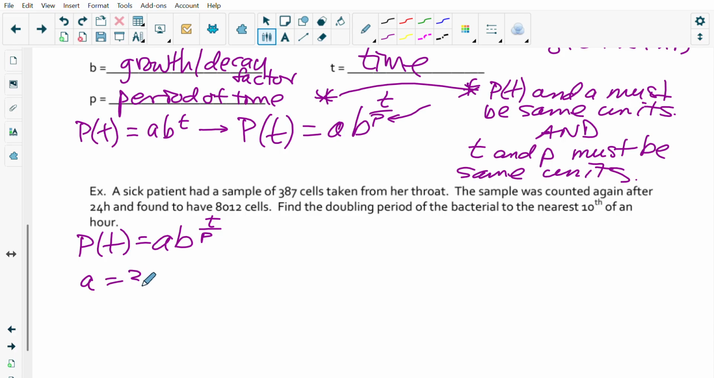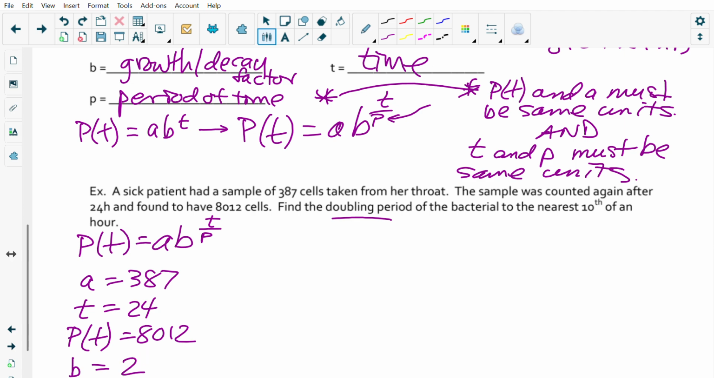What do I need? What do I have? So A equals 387 cells. That's what we start with. T equals 24 hours. P of t, our final amount, is 8,012 cells. It's doubling, right? Doubling period. So that's a B value of 2.